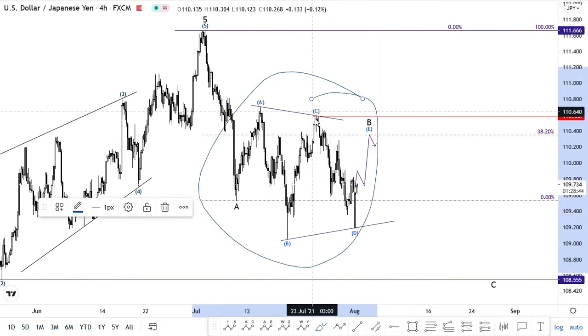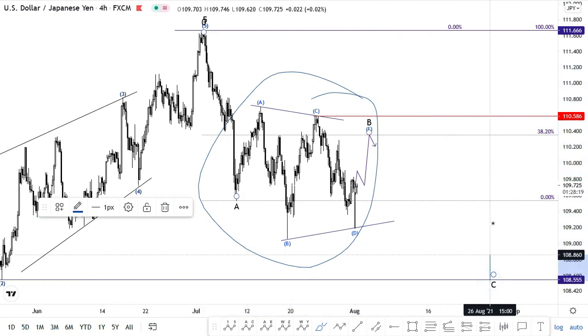There is a character when you see a triangle pattern in formation: it signals that the final leg to follow is the final move of that particular pattern. So the final wave C may signal the final leg of the correction before we see price changing its trend to up.